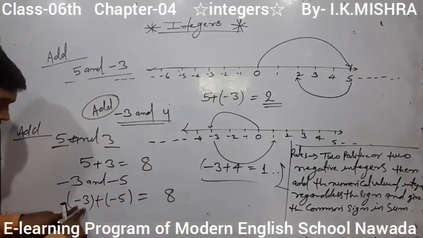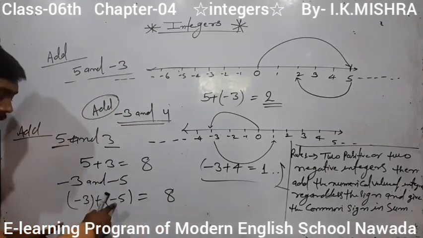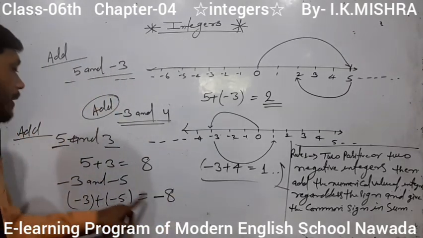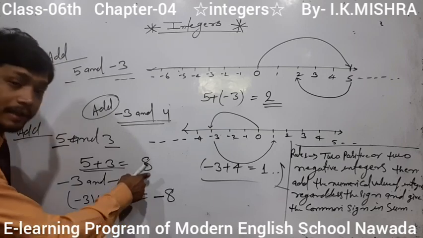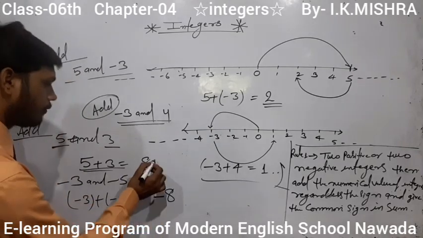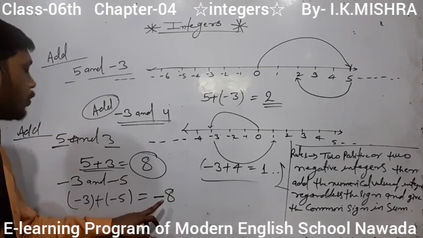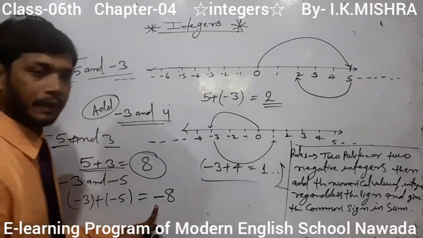And students, its common sign of integers is equal to minus. So it will be minus 8. Here, students, it will be plus 8. Here the plus sign is hidden, but the minus sign is not hidden, so you have to use the minus sign.